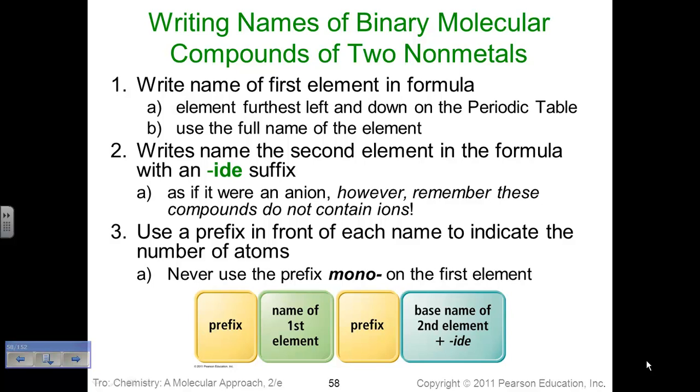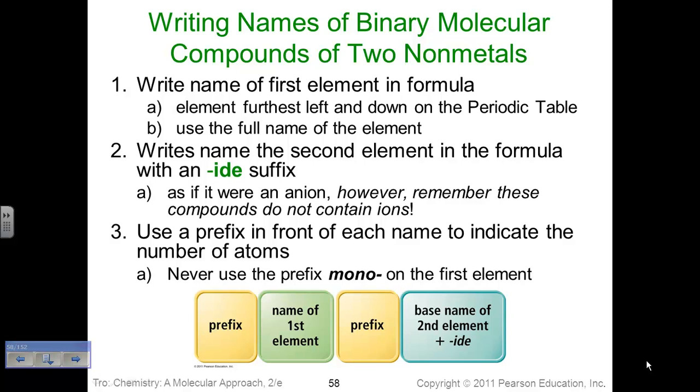Now, to distinguish those subscripts, you will hear in the names prefixes in front of each one of the names to indicate how many atoms there are of each element. If the first element, and only the first one, has just one as its subscript, you may choose to leave the term mono off of that first element's name. Mono is the subscript prefix for the number 1.